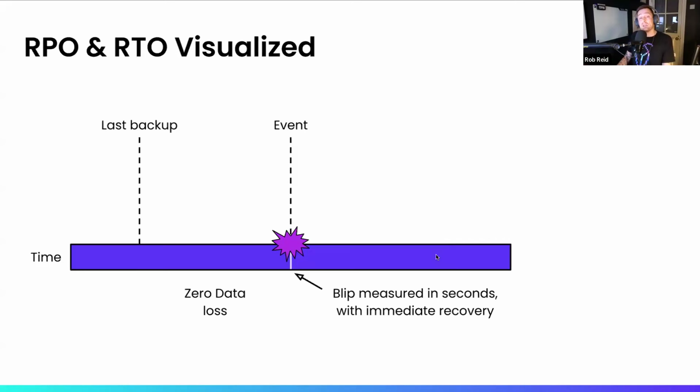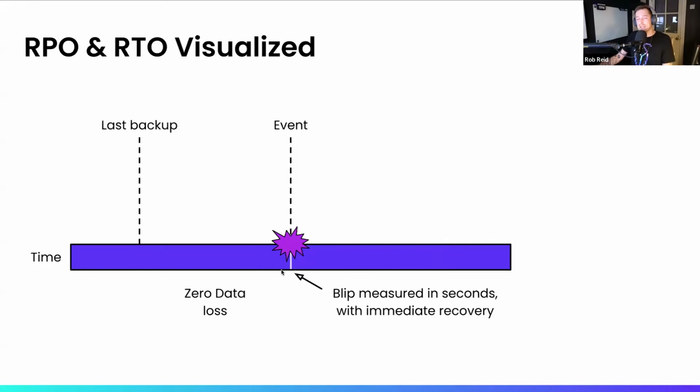This is what it looks like in CockroachDB. Now, we've got time along the x-axis still, we're making backups. And at this point, we've made our last backup. And at this point, we have our event. This is our outage, a data center has caught fire, what have you.